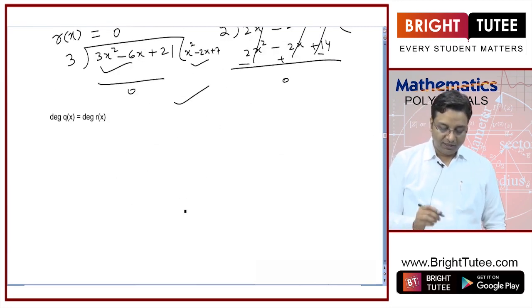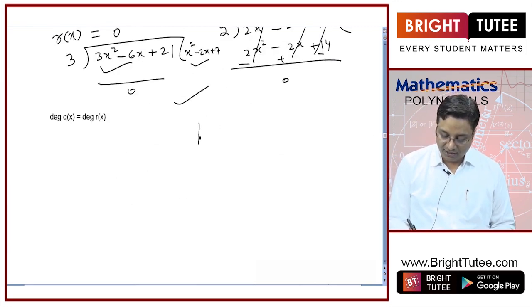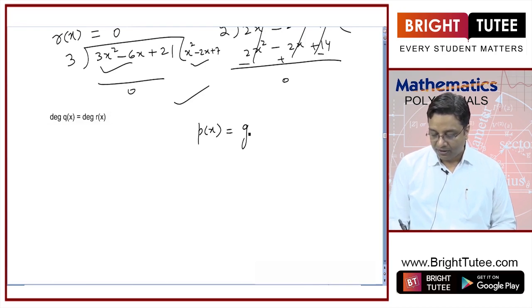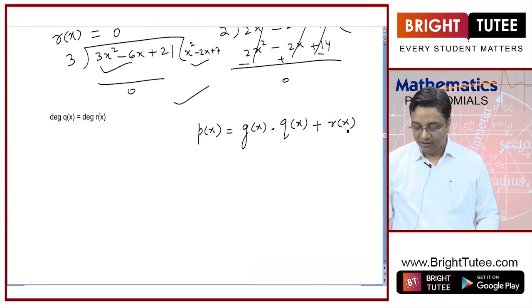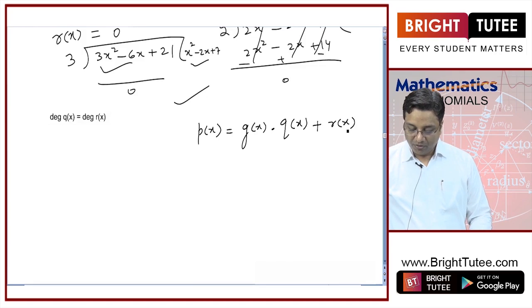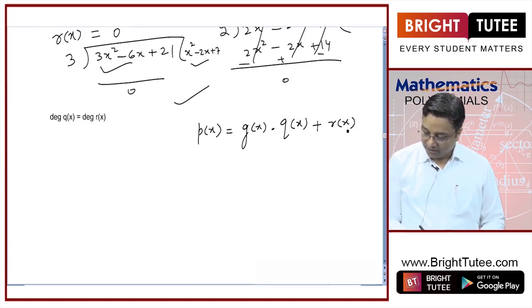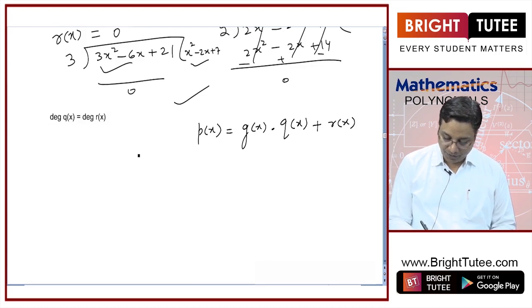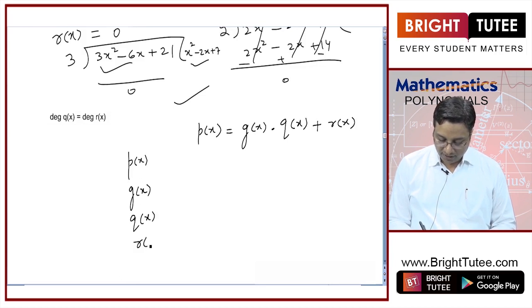Degree of q(x) is equal to degree of r(x). Let's write the expression once again. p(x) equal to g(x) into q(x) plus r(x), right? This was my expression. So how do I write the degree here? Let's take p of x, g of x, q of x and r of x.